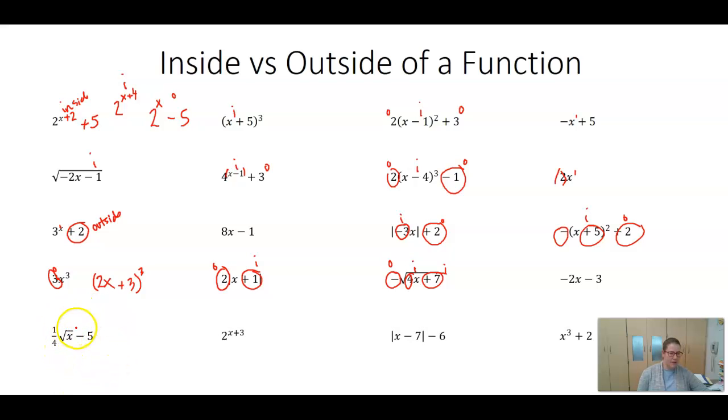Here we have another square root function. This 1/4 is on the outside, this minus 5 is on the outside. There's nothing happening on the inside with x. Another exponential function. Remember that if it's up here, little plus 3, that's on the inside. On this absolute value function, I've got a minus 7 on the inside and a minus 6 on the outside. And on this cubic function, I've got a plus 2 on the outside.